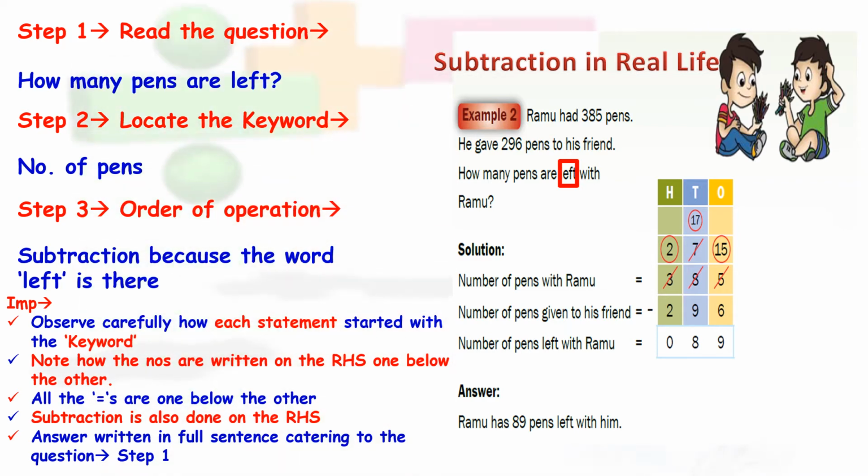Remember children, just like in addition, you have to observe that each and every statement must start with the keyword. So because the keyword is number of, you can see that it is written number of pens with Ramu and number of pens given to his friend. Then see how the equal to signs are written one below the other, and the operation again like addition to be done on the right hand side. Thereafter you will leave a line and write the answer in full catering to the question. So the question is how many pens are left with Ramu? So the answer will be Ramu has these many pens left.